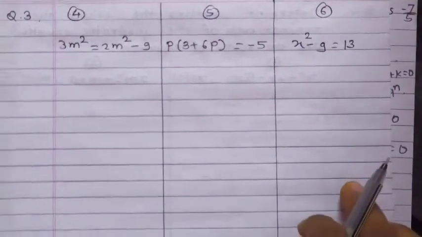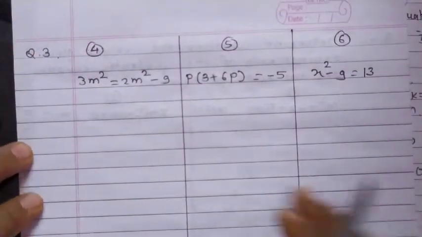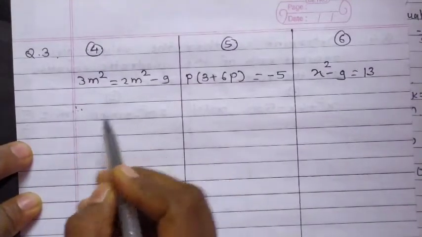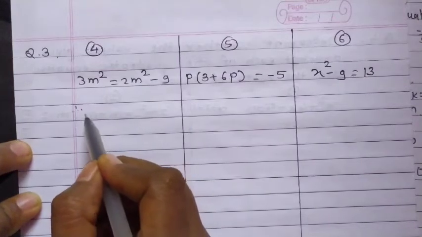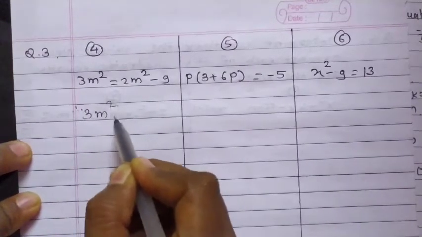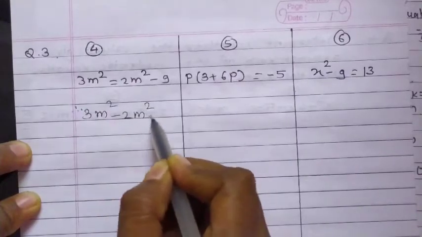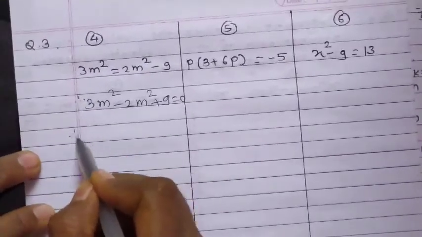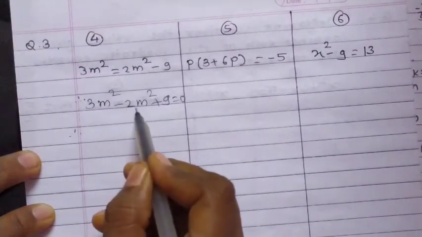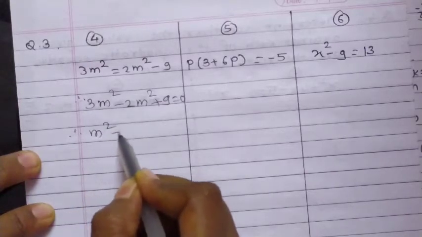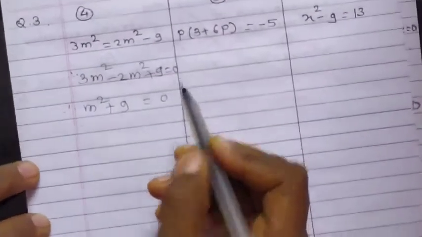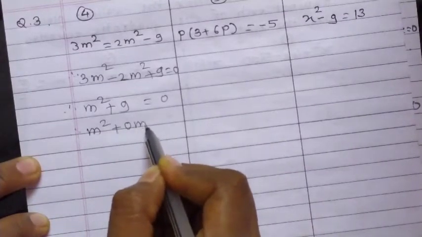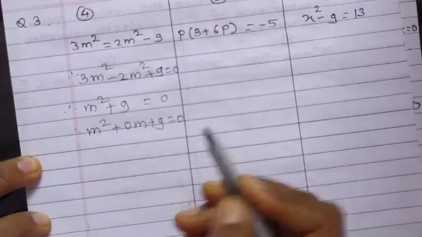Then question number 3, example number 4. 3m square equal to 2m square minus 9. Therefore, taking the right side term to the left side, that is 3m square minus 2m square plus 9 equal to 0. Therefore, 3m square minus 2m square, that is m square, plus 9 equal to 0. Then we write the middle term which is missing, that is m square plus 0m plus 9 equal to 0.